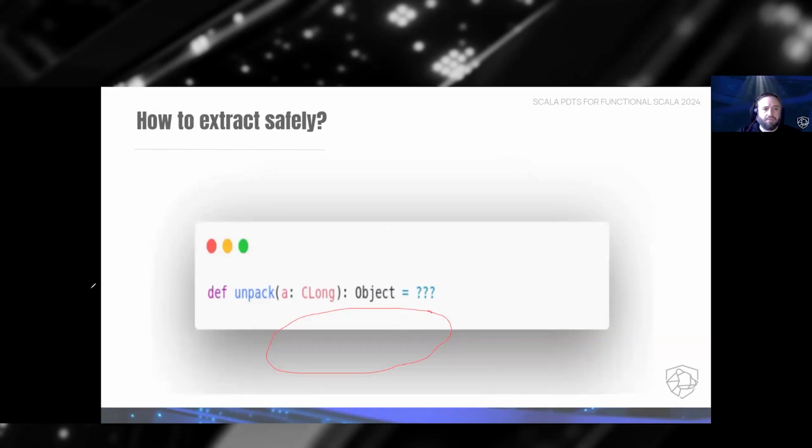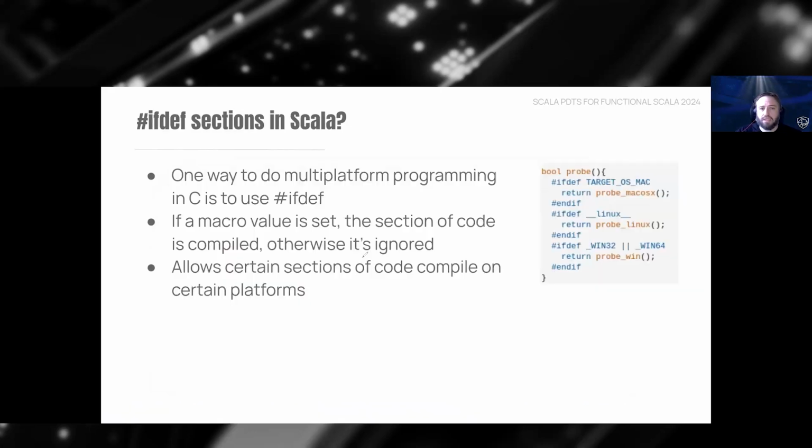Another problem with the current state of platform dependent types is that unpacking them is extremely difficult. Here we have an example unpacking function that would take a platform dependent type, and the only type we could return with the current setup is Object. We don't have any information about what the type actually is on that platform. We would have to know what platform we're running on and do a bunch of casting just to have the right type come out of the system. This is obviously error prone, and we'd like the Scala compiler, if possible, to help us out with that.